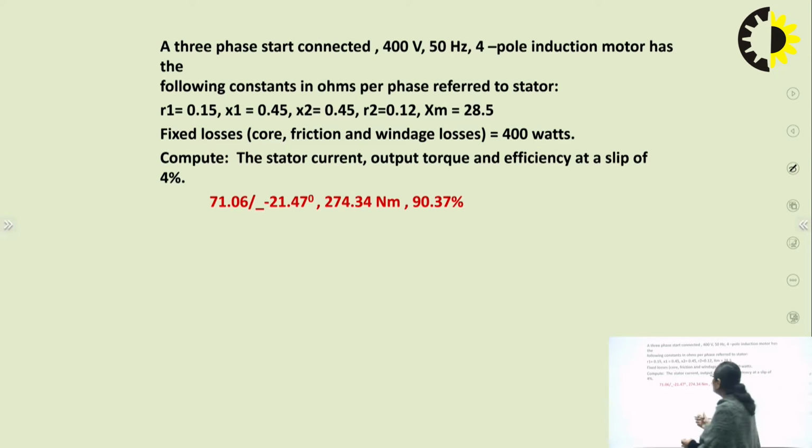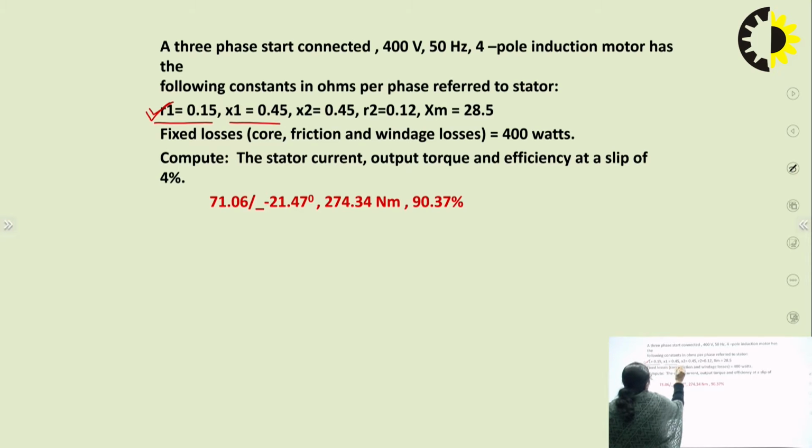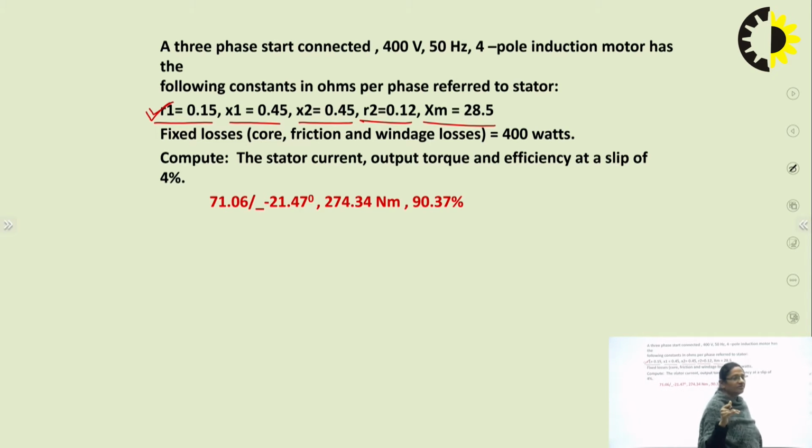Now let us see what all needs to be determined here. We are given the equivalent circuit parameters, so all the parameters of the simplified equivalent circuit, that is R1, X1, R2, X2 and Xm, where Xm is the magnetizing reactance, R1 is the stator winding resistance per phase, X1 is the stator winding leakage reactance per phase, R2 is the rotor resistance per phase and X2 is the rotor winding leakage reactance per phase. Xm, as I told, is the magnetizing reactance.